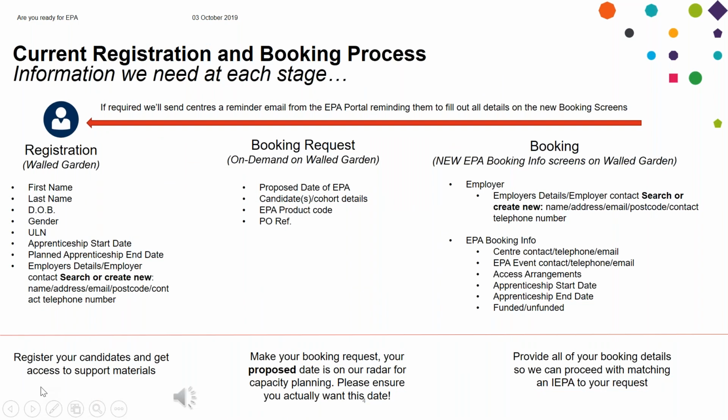Our current registration and booking process and the information we need at each stage. We use Walled Garden for completing both the registration and booking request stages. At registration, we require from you the details of the learner: the first name, the surname, their date of birth, their gender, their unique learner number, the apprenticeship start date and the proposed end date, and details of the employer.